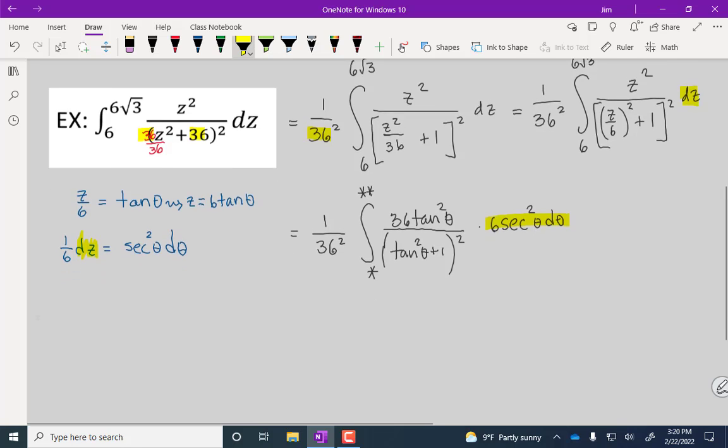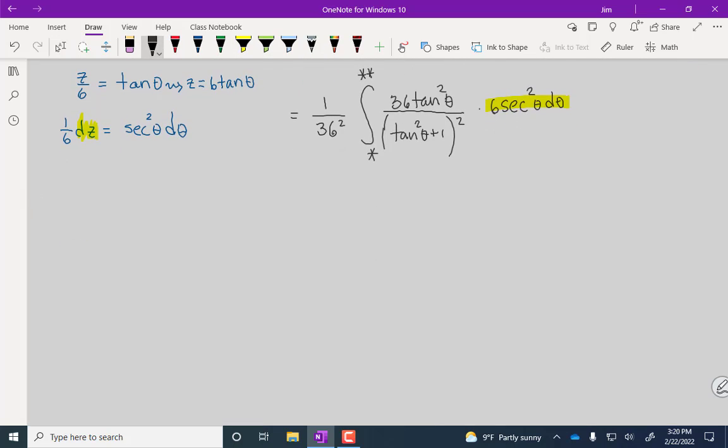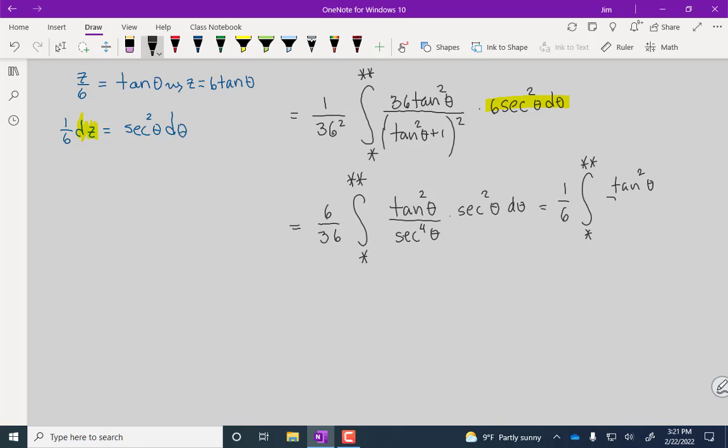Okay, so do we see that a factor of 36 cancels? One factor of 36 is going to cancel out in front. We also have a 6 out here, right? That 6 is going to come out. So let's just write it as 6 over 36 for now. In the denominator, tangent squared plus 1 is secant squared. Secant squared squared is secant to the fourth. And we have a secant squared in the numerator. Those will cancel. So we'll have 1/6 star to double star, tangent squared over secant squared.